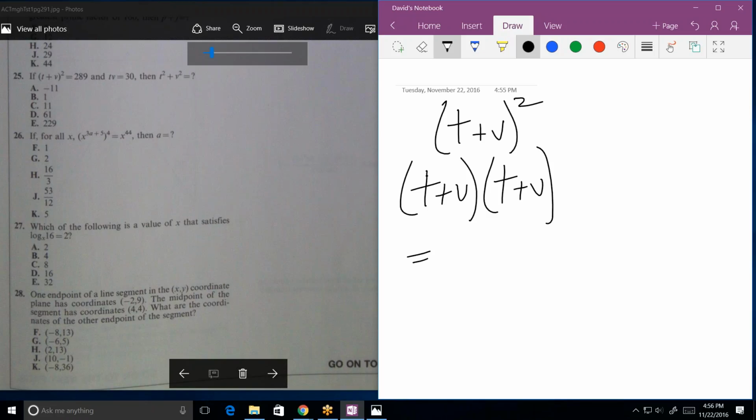No. Yeah. FOIL it. Multiply that times that, and then that times that, and then that times that, and then that times that. What do you get? Add them all together. Oh, so you get T squared plus TV plus V squared plus TV. So you have T squared plus 2TV plus V squared, right? That's what's equal to 289.